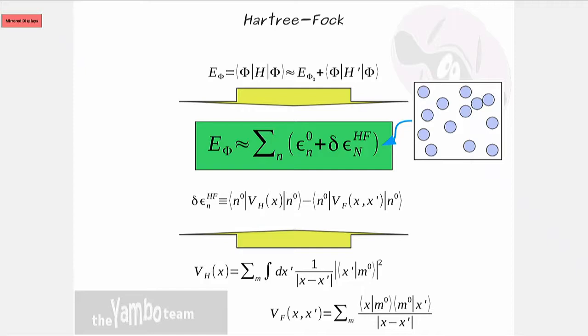So this change in the single particle energy can be written as an average of a potential. You can introduce the potential in such a way to give the change of the single particle energies within second order perturbation theory. This potential is composed of two pieces. One is this part that we call Hartree, and the other is this other part we call exchange.